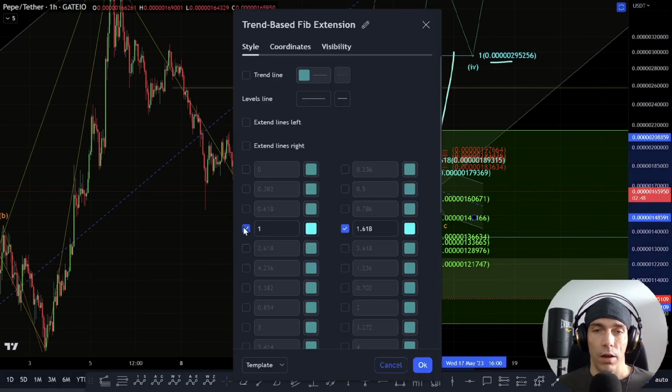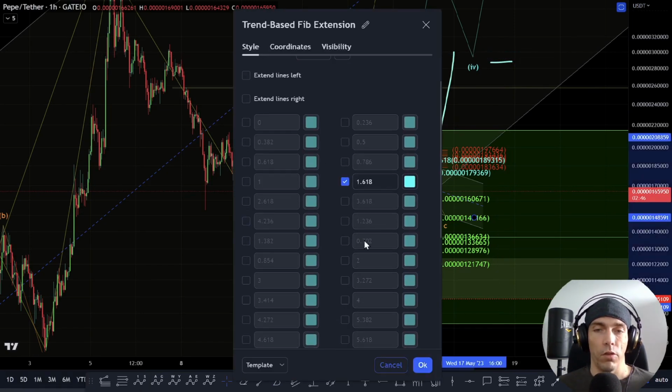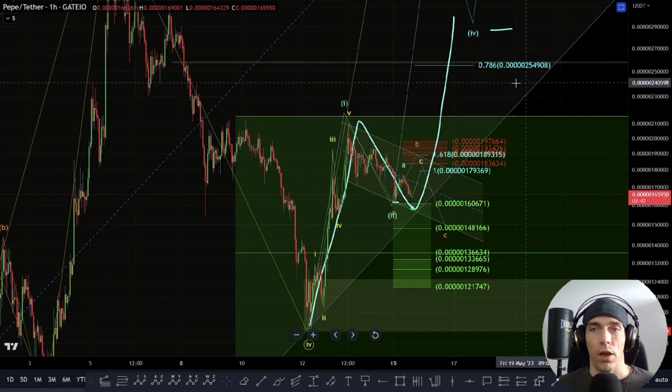Alternatively, we do have another zone lower down here, which is particularly interesting to me. And I'm just going to throw this 786 on here as well.